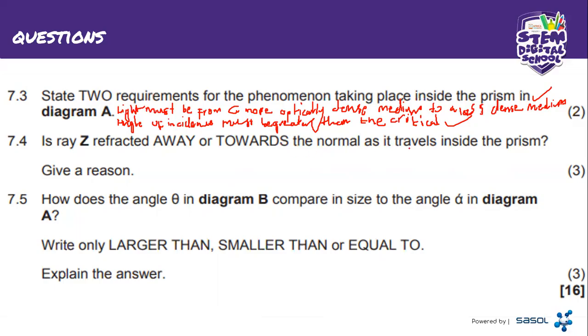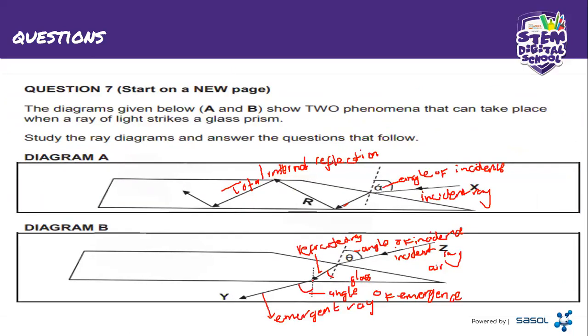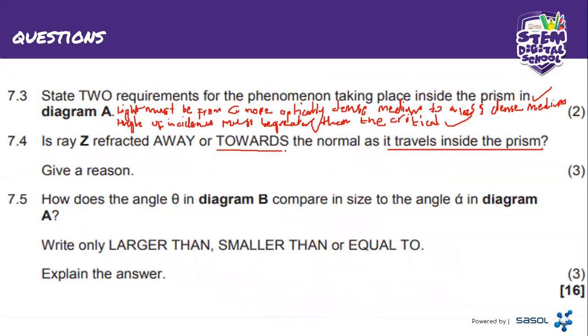Away from the normal as it travels inside the prism? So ray Z is the incident ray. When it goes into this prism, it will go towards the normal. We have discussed this, my dear learners, because it will be coming from air, which is less optically dense, to glass. So it's coming from a less optically dense medium to a more optically dense medium. So it will bend towards the normal. So our answer there will be towards the normal. And we know the reason.